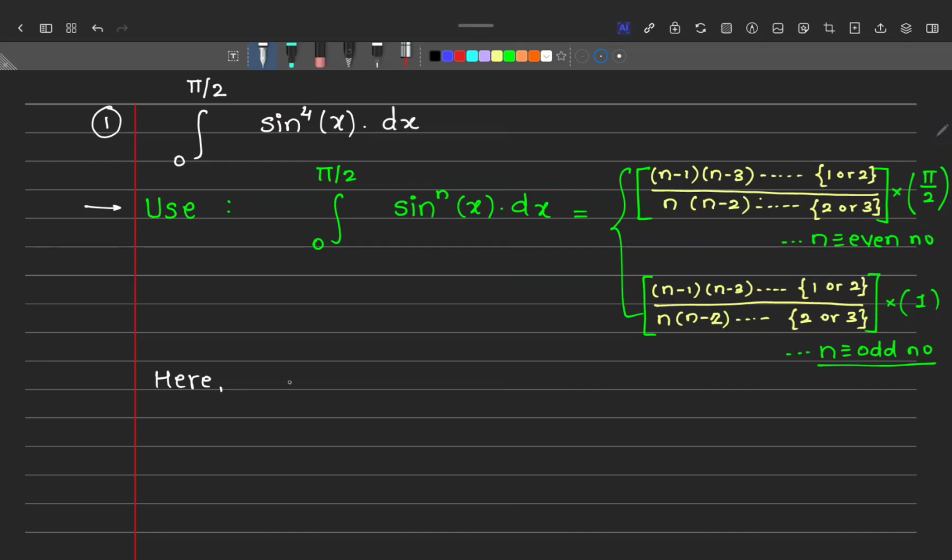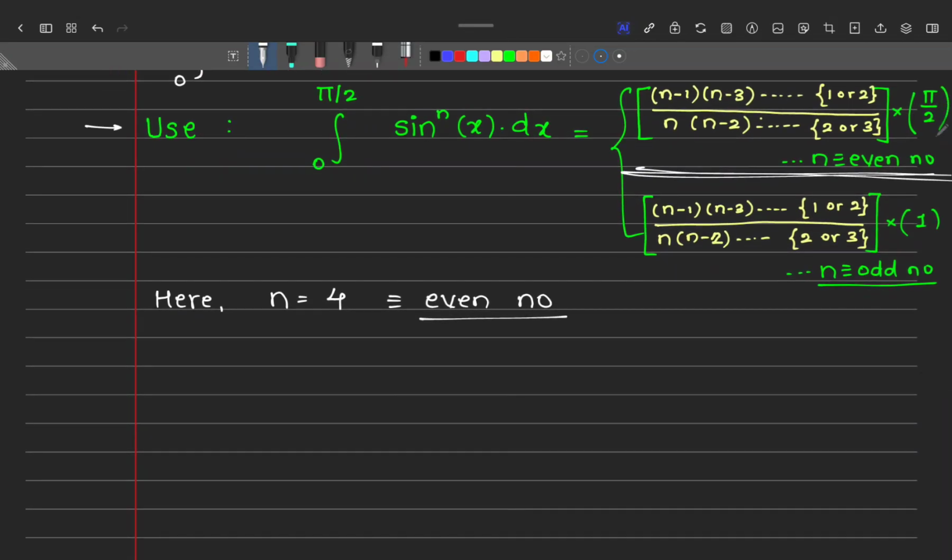In this case, what is your value of n? n is equal to 4. 4 is an even number. So we prefer the first formula. So what do we get? Integration 0 to pi by 2 sine raised to 4x dx.